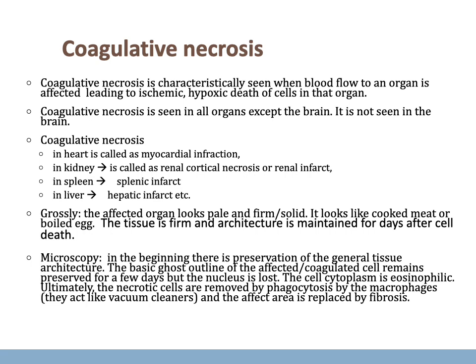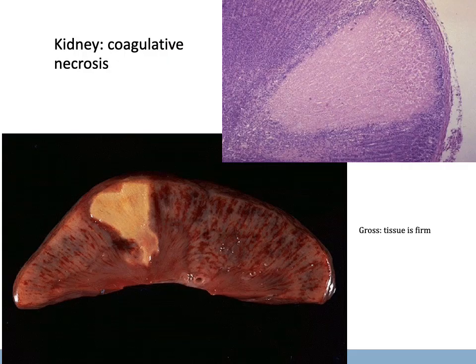Essentially, areas of coagulative necrosis tend to be lighter in appearance, and they are well demarcated, and they tend to be firm. Now, how do they look? If you take a look at this picture here, this is an area of the kidney. You have this wedge-shaped infarct. It's yellowish in color, lighter in color. It's well demarcated, and if you feel it, it's actually quite firm compared to the rest of the kidney parenchyma.